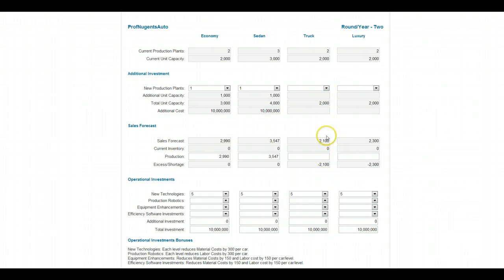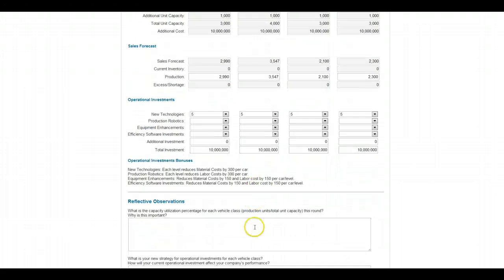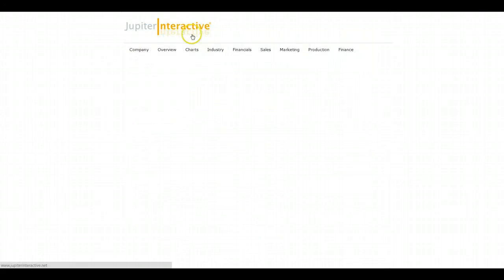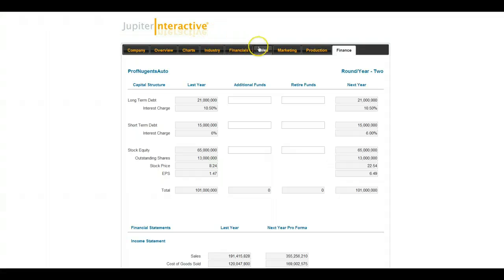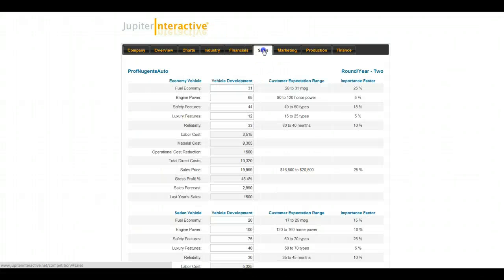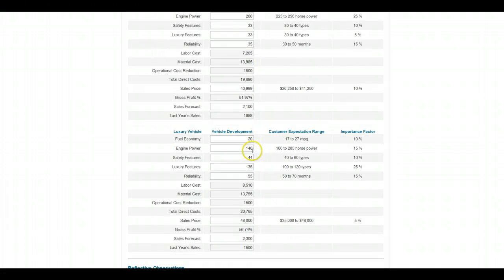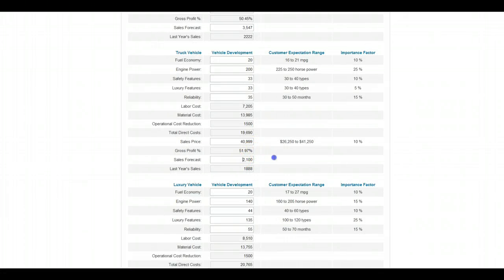Now, here's an interesting dilemma. The sales forecast is 2,100, so I'm going to have to buy a whole plant just to make 100 cars for the year. And I don't think that's worth it. So what I'm going to do is put 2,100 here for right now. Although I think I will do it for the, let me just submit this. I'm going to actually go back to the sales page, and I'm going to lower my truck sales to 2,000.